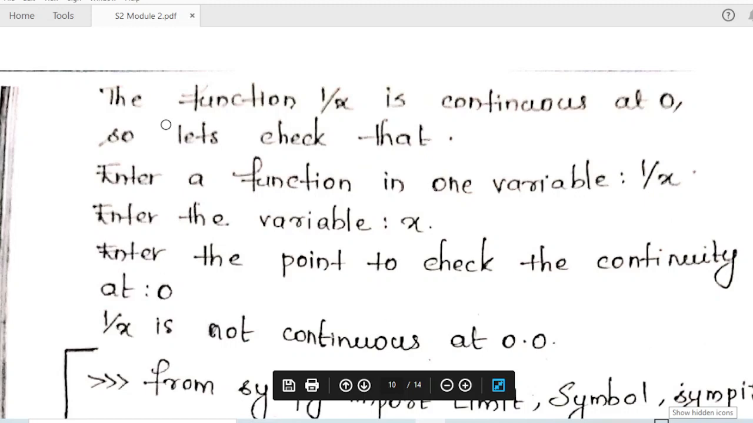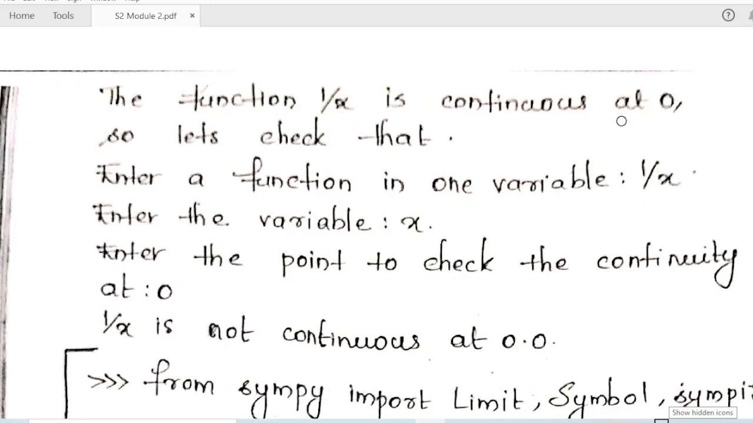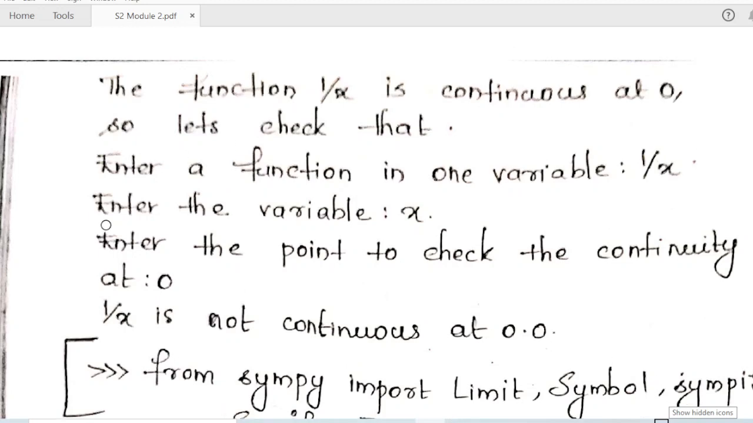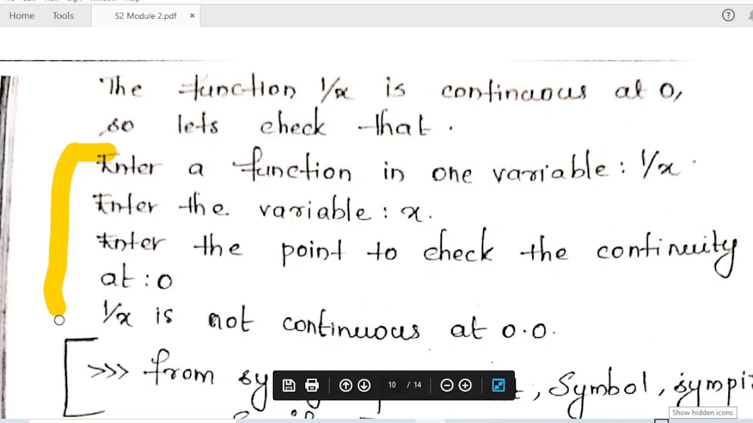Now let us see the next example. The function 1 by x is continuous at 0? We know that function 1 by x is not continuous at 0. So we have to check whether this function is continuous at 0 or not. So these are the output we require. Okay. So first let us see what we require.